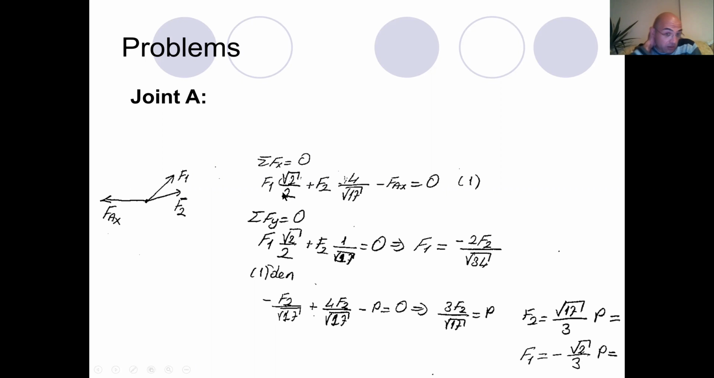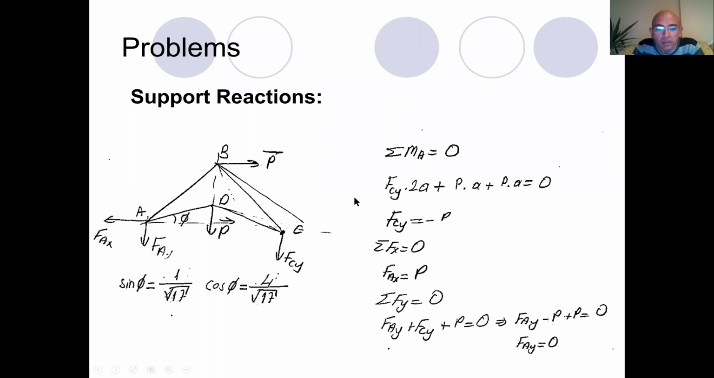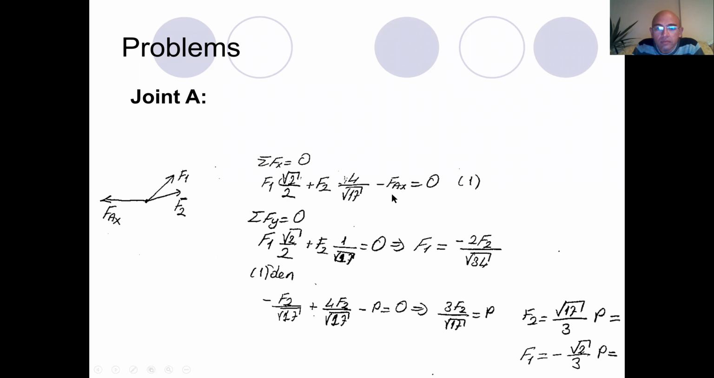So first, the sum of the forces in x direction has to be equal to 0. This basically means that F1 multiplied by cosine 45, which is square root of 2 divided by 2, plus F2 times 4 over square root of 17, so it is cosine phi, minus Fax is equal to 0.